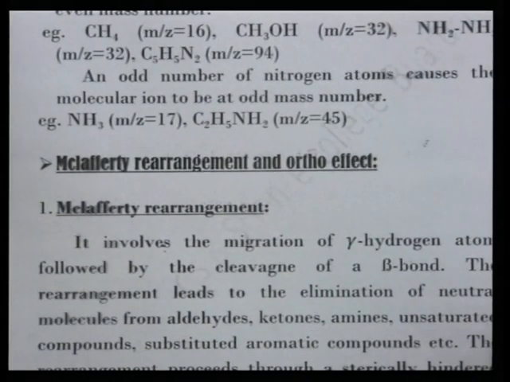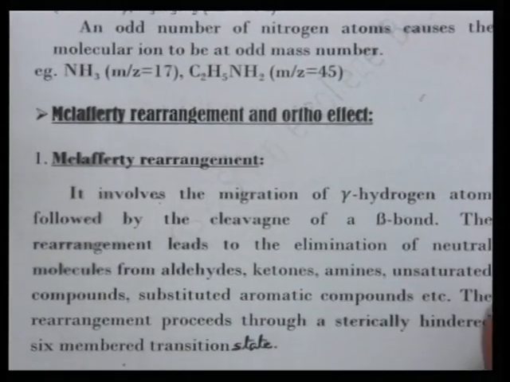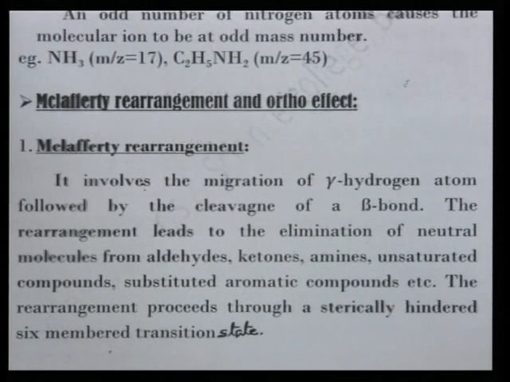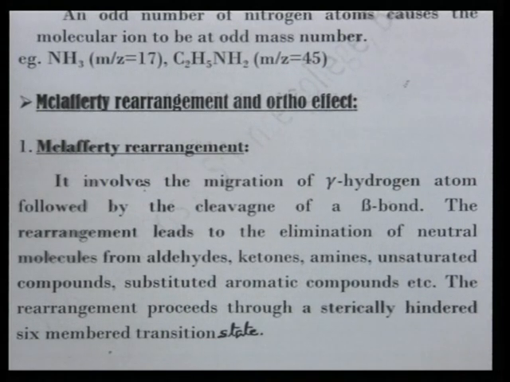Now, McLafferty rearrangement and ortho effect. First of all, we will discuss the McLafferty rearrangement. This rearrangement involves the migration of a gamma hydrogen atom followed by the cleavage of a beta bond. The rearrangement leads to the elimination of a neutral molecule from aldehydes, ketones, amines, unsaturated compounds, substituted aromatic compounds, etc. The rearrangement proceeds through a sterically hindered 6-membered transition state.